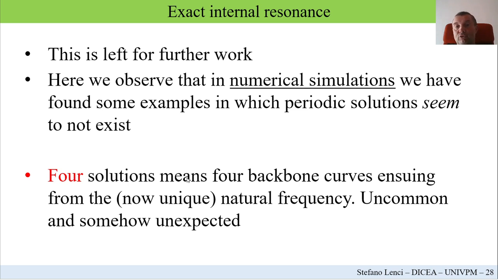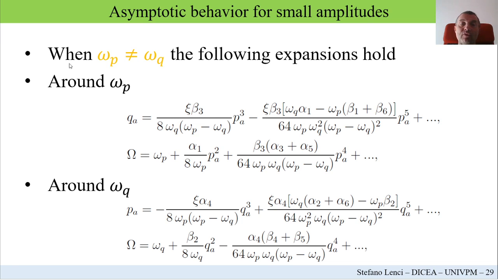The last case is 4 solutions, which means that there are 4 backbone curves ensuing from the now unique natural frequency. Again, this is not so common, and somehow unexpected, but it's not as surprising as the previous result. Okay, when you change a little bit the frequency between each other, so when you detune them, of course only by small quantities, because we are considering one-to-one internal resonance, you can have that the asymptotic expansion of the solution around these frequencies gives Q as a function of P cubed, and P as a function of Q cubed.